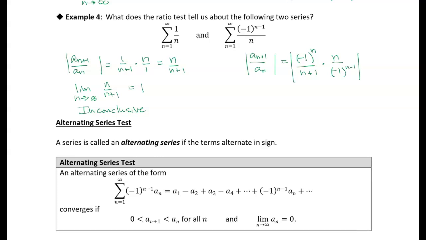But you can see that if n is even, then n minus 1 is odd. And if n is odd, then n minus 1 is even. So this essentially is negative 1, but then when I take the absolute value of it, it's going to be positive. So I'm just going to cross that out. And so you end up with just n over n plus 1, just like you did with the harmonic series. So again, the limit as n goes to infinity of n over n plus 1 is equal to 1, and so our test is inconclusive.